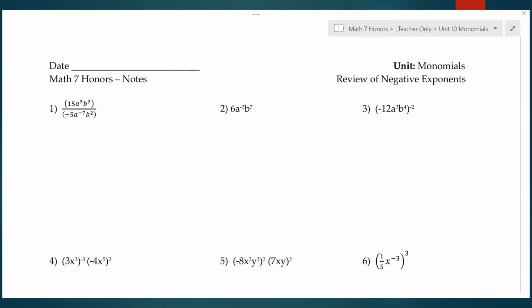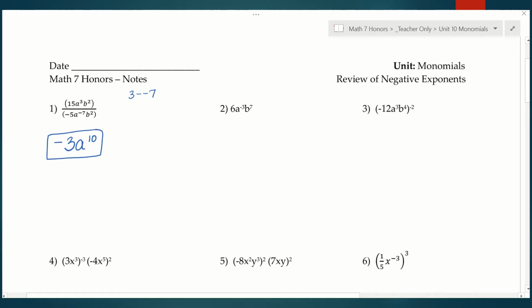So if you take a look at number 1, we are going to start by dividing. So if I divide, I'm going to get negative 3. Remember, we're subtracting our exponents, so 3 minus negative 7 gives me a to the 10th. And then b squared divided by b squared is b to the 0, which is really just 1, and so we don't write it. So there's my final answer.